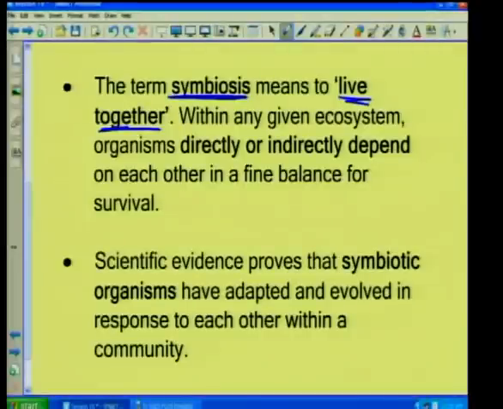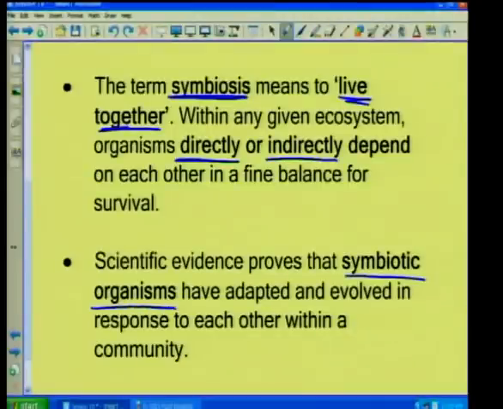So in any ecosystem, your organisms are either directly or indirectly dependent, like, for example, the lions and the impalas and the grass that I've just used now. Scientific evidence proves that symbiotic organisms have adapted and evolved in response to each other within a community. They respond to each other. They've also proved that with regards to evolution and organisms changing over time, your bees evolved as your angiosperms, or your flowering plants, evolved. So there is proof when we look at fossils how different organisms developed. And in their interaction with each other, they co-evolved.